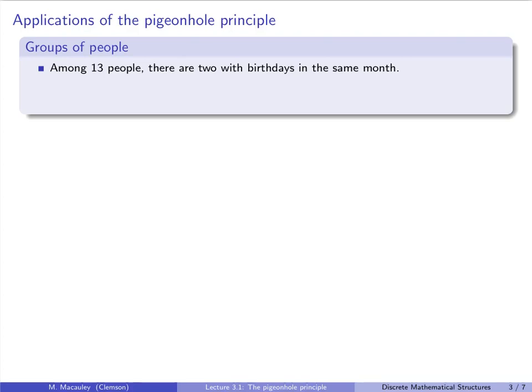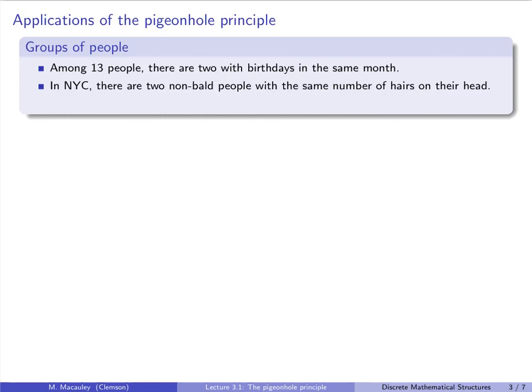We'll start simple. These first few will be merely observations. So among any 13 people, there will always be at least two that have birthdays in the same month. So here, the people represent the pigeons, and the months represent the holes. So we're trying to put 13 pigeons into 12 holes.